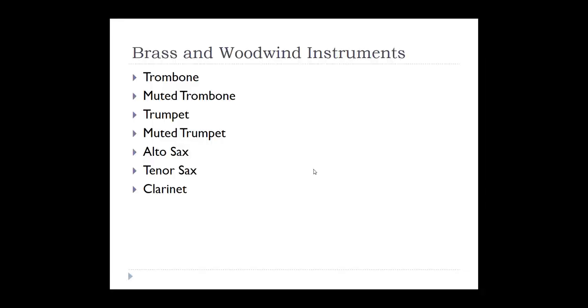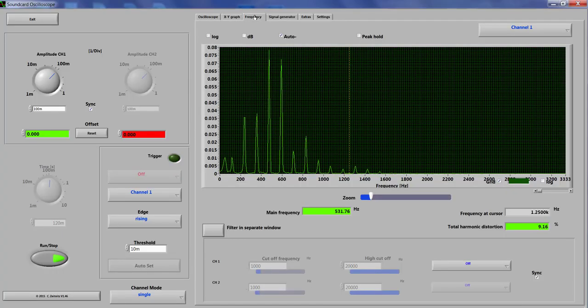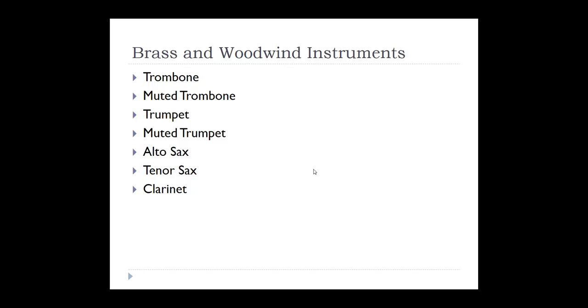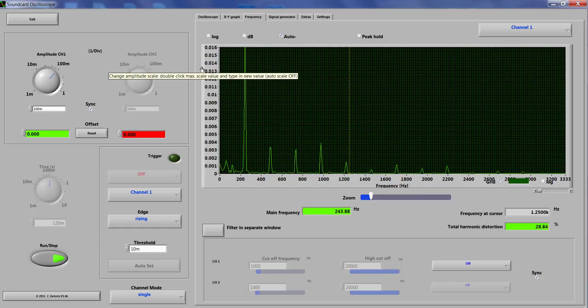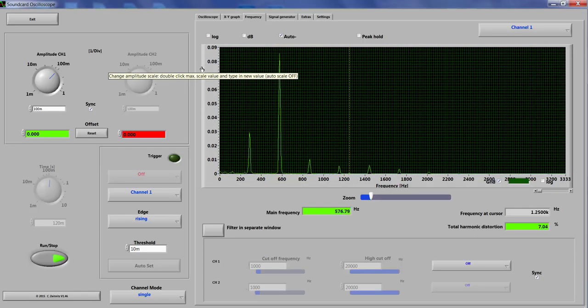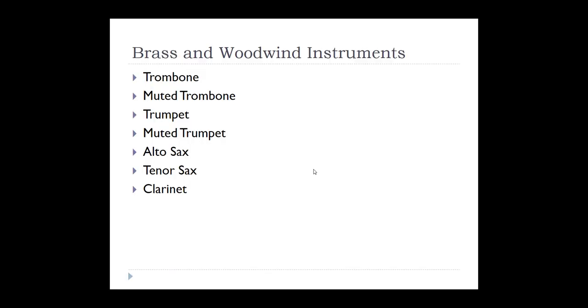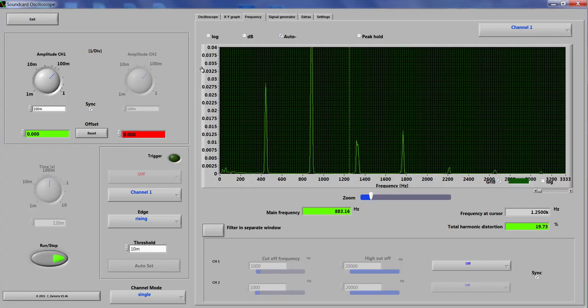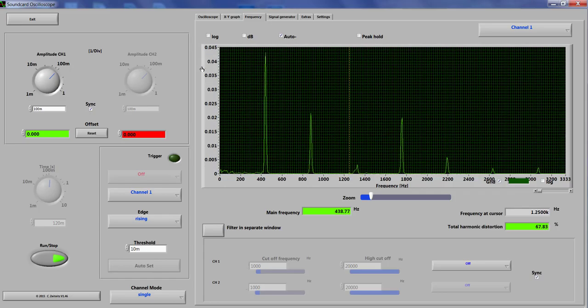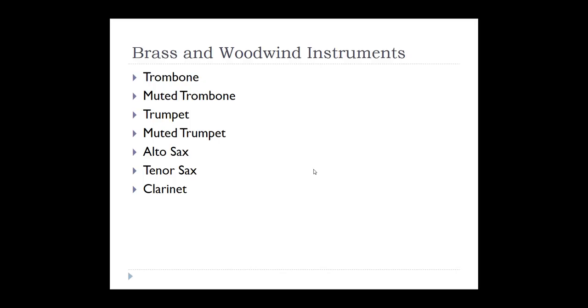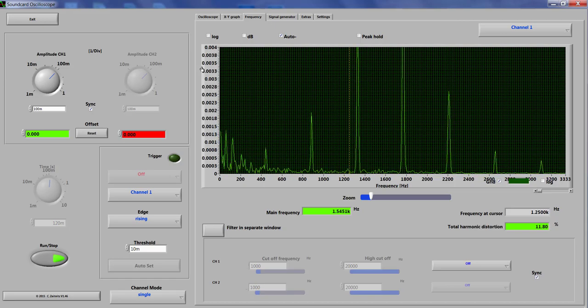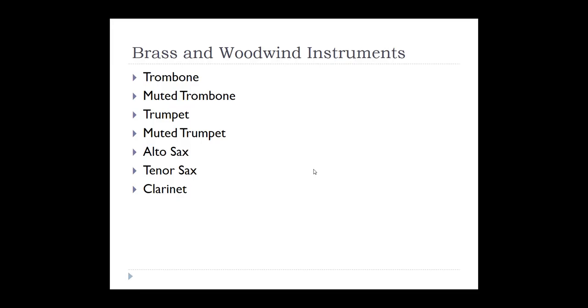Now let's go look at the brass and woodwind instruments. Trombone. Now a trombone playing the exact same note, but muted. The trumpet. And a muted trumpet. Alto sax.